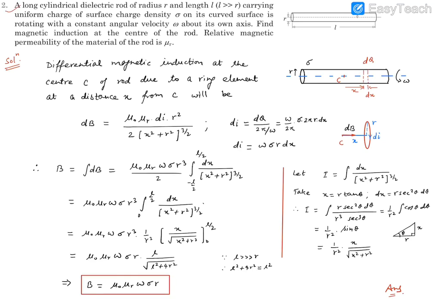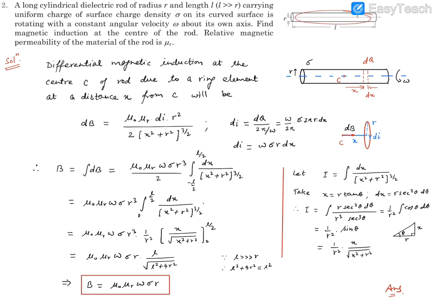Consider question 2, which reads: a long cylindrical dielectric rod of radius r and large length, carrying uniform surface charge density sigma on its curved surface, is rotating with constant angular velocity omega about this axis, as shown in this figure. We need to find the magnetic induction at the center of the rod. The relative magnetic permeability of the material is given as mu r.